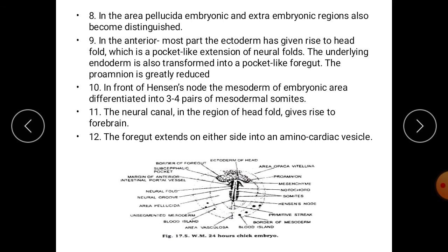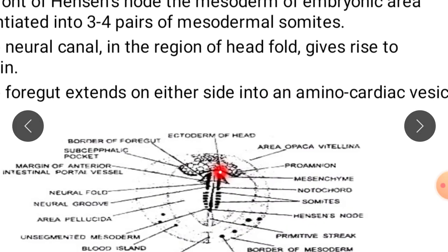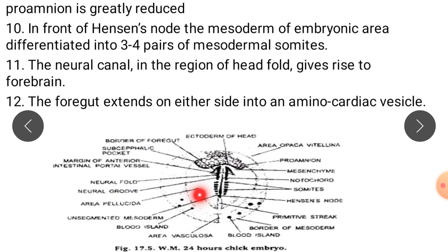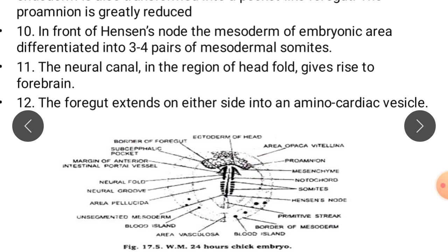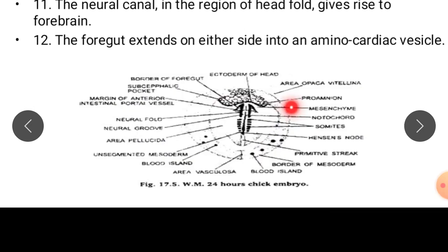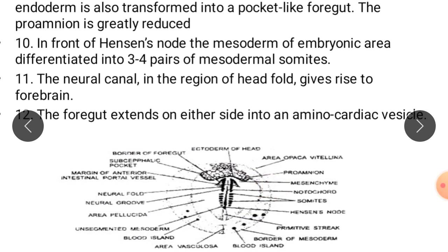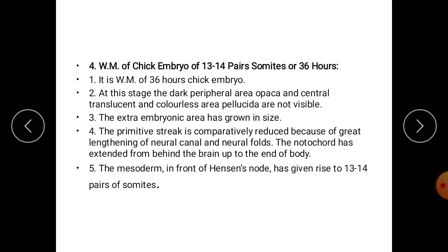Okay. The neural canal in the region of the head fold gives rise to the forebrain. So this gives rise to forebrain. The foregut extends on either side into an amniocardiac vesicle. So this is about a 24-hour chick embryo.